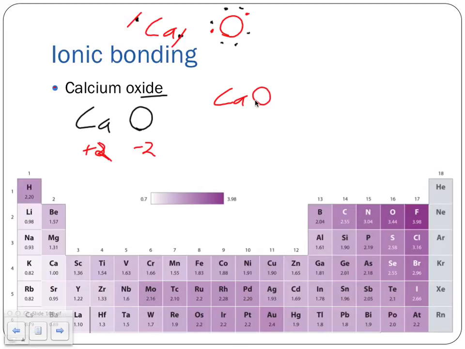So once again, we look at their electronegativities. Calcium has an electronegativity of 1.0. Oxygen has an electronegativity of 3.44. 3.44 minus 1.0 is 2.44.